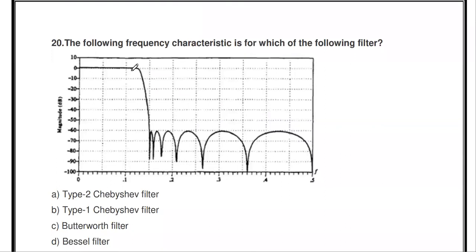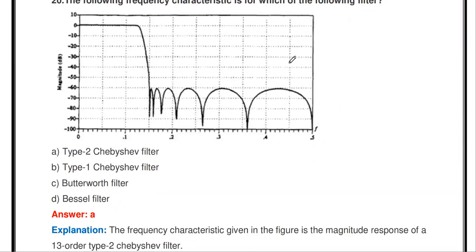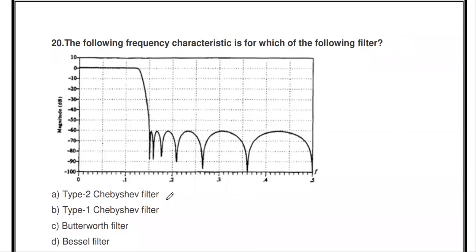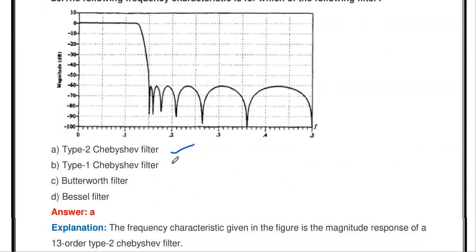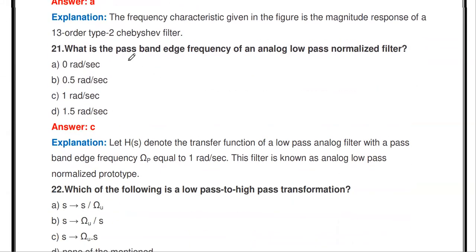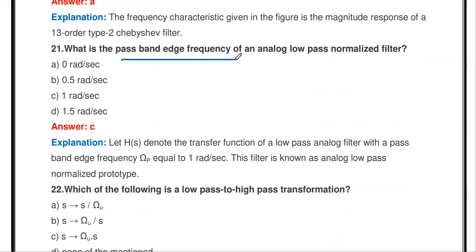Then the next question, the following frequency characteristics is for which of the following filters? Type 2 Chebyshev filter, type 1 Chebyshev filter, Butterworth filter, Bessel filter. In the stopband we get ripple characteristics, so it is type 2 Chebyshev. Then the next one, what is the passband edge frequency of an analog low pass normalized filter? For a normalized filter, the passband frequency is always 1 radian.